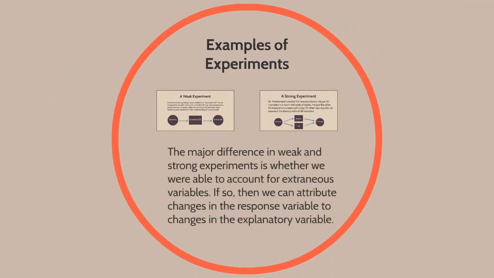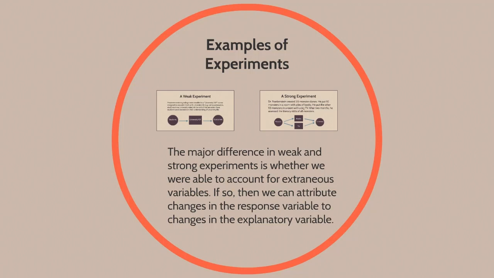So the major difference in weak and strong experiments is whether we're able to account for extraneous variables. If so, then we can attribute changes in the response variable to changes in the explanatory variable.